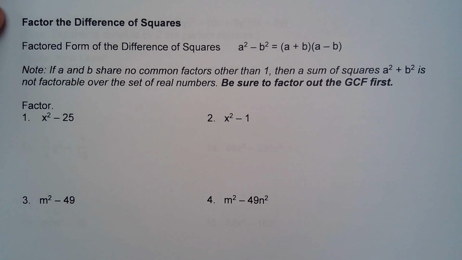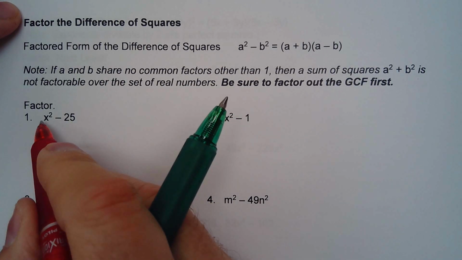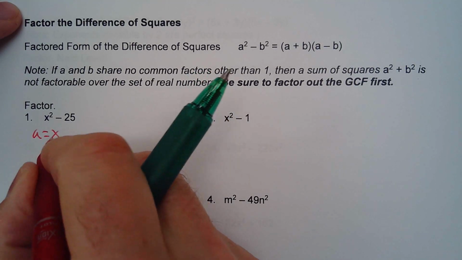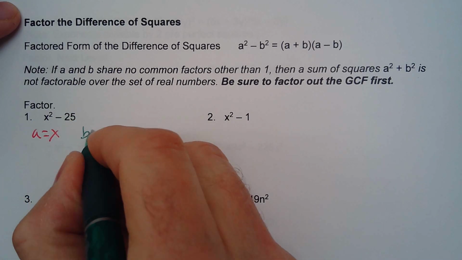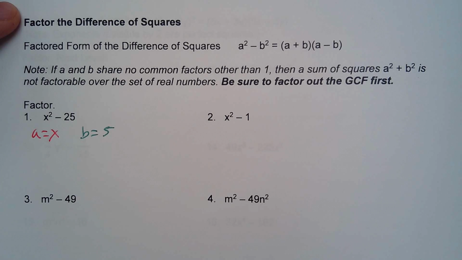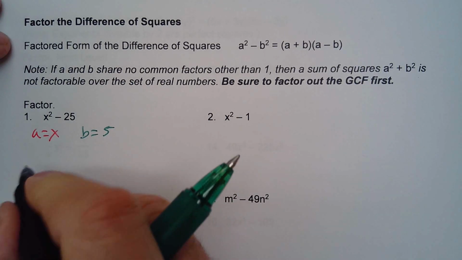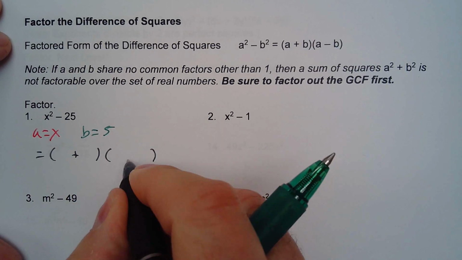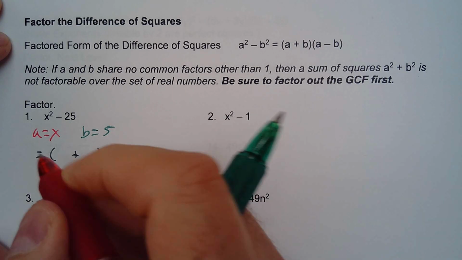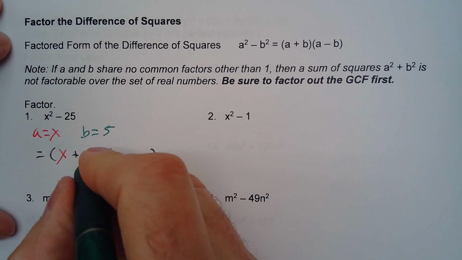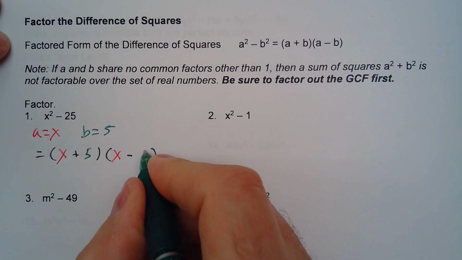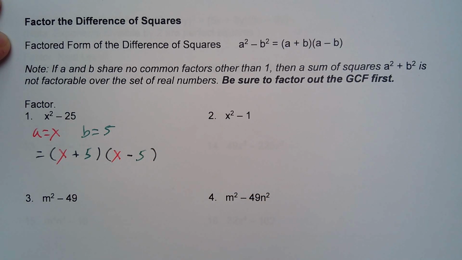So if I've got this first one, perfect square, subtraction, a here is going to be x, b, the square root of 25, is 5. And so now I'm just going to put it into the formula. A plus b and a minus b. So it would be x plus 5 times x minus 5. And that would be the factorization.